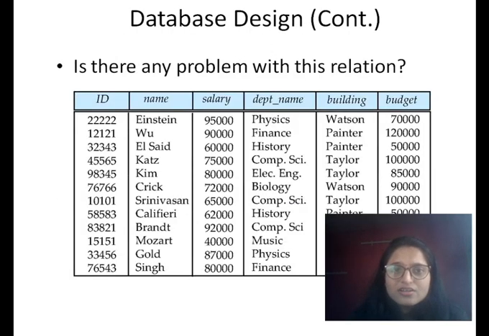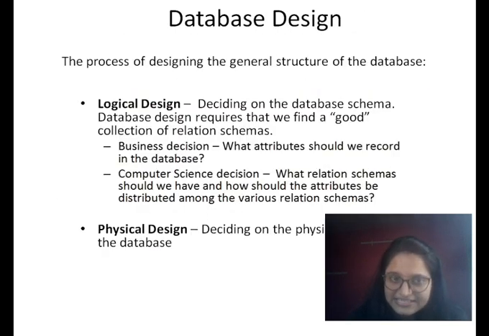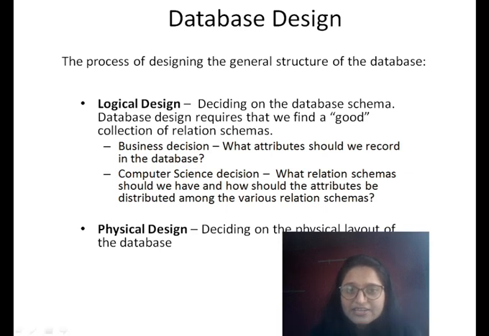Now, one part is your database design, which comes under the entity relationship model. The process of designing the general structure of a database has two types: logical design and physical design. Deciding on the database schemas, database design requires that we find a good collection of relation schemas. Business decision: what attributes should be recorded in the database. Computer science decision: what relation schemas should we have and how should the attributes be distributed among the various relational schemas. Now second is your physical design.